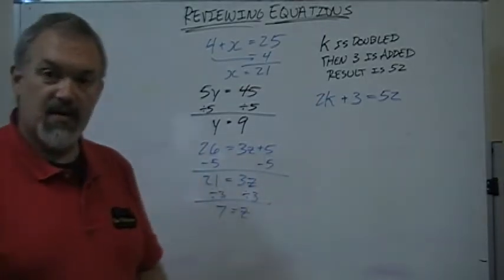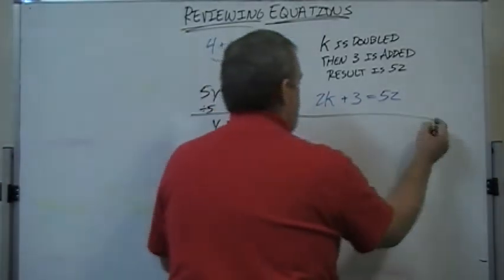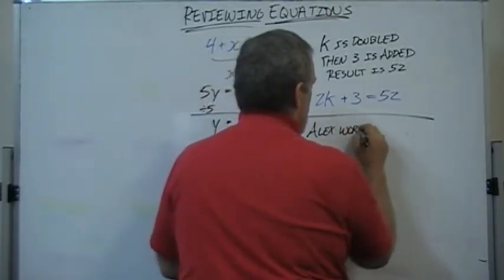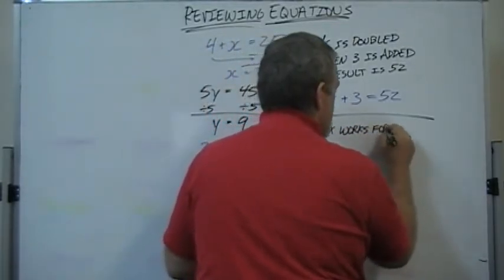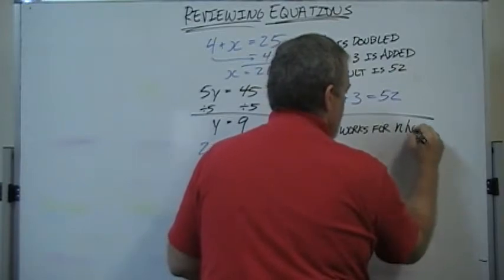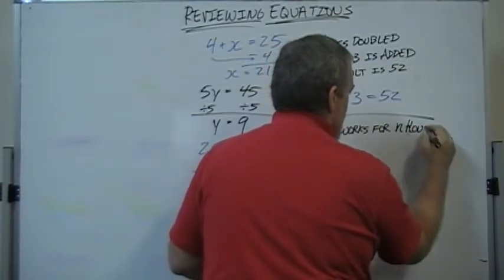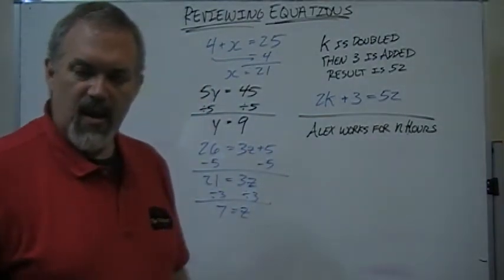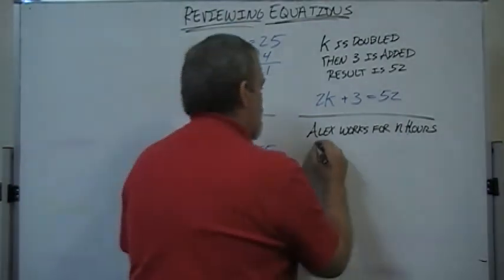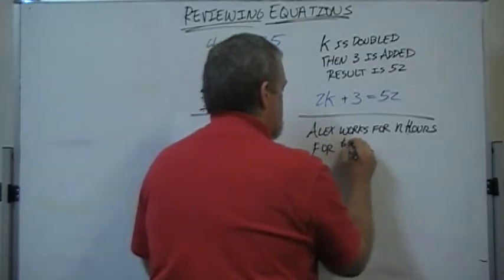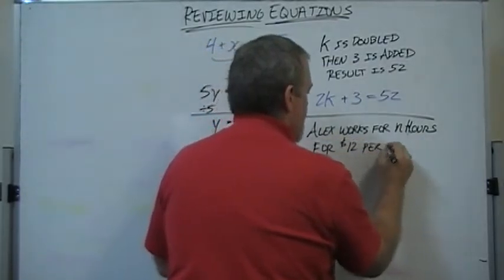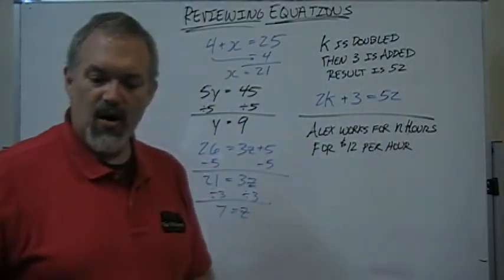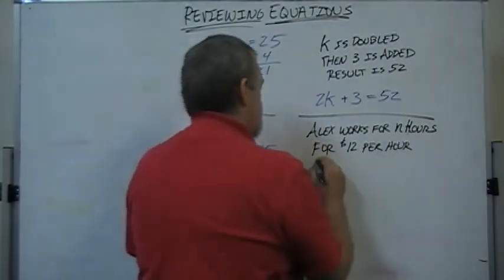Let's try something different. Let's say Alex works for n hours. We don't know how many hours he's working, so we're just going to say n hours. It's an unknown. It's a pronumeral. And he works for $12 per hour. And he earns $156.